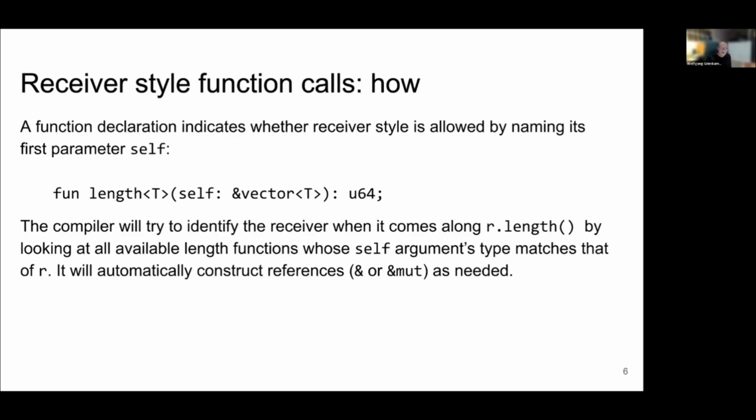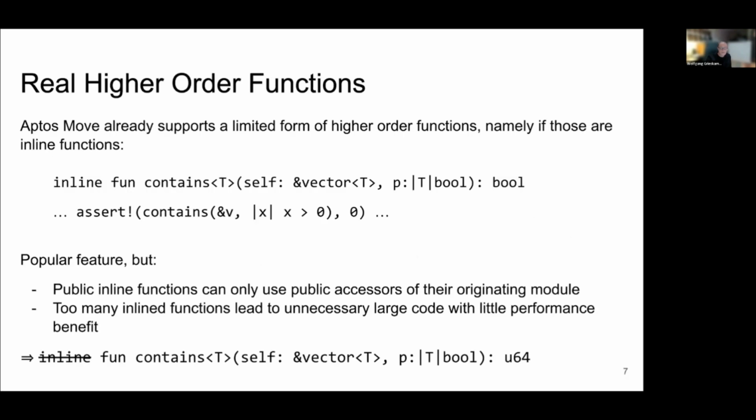So this will allow us to basically rename this first parameter of all kinds of functions in the Aptos framework to self. And whoop, you can use receiver style notation all over the place. Your existing code will not break and will still work without any problem because it's completely downwards compatible. So that's this feature. Then let me talk about the next one.